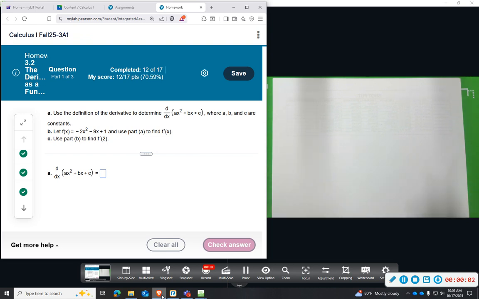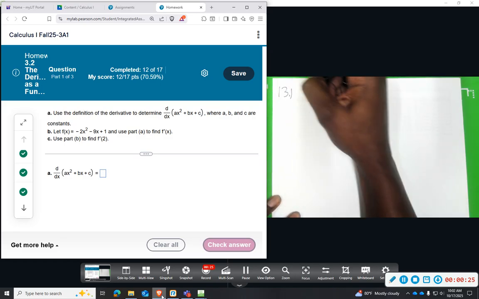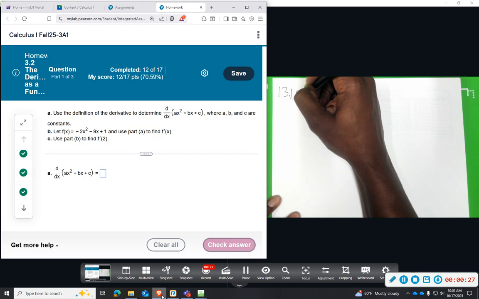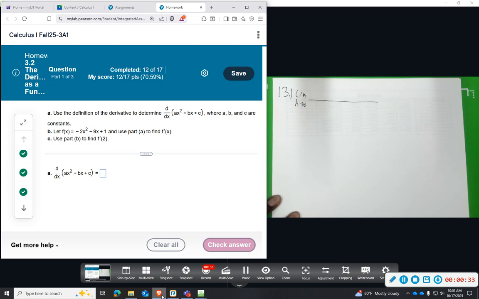Number 13, we're going to use the definition of the derivative to find the derivative of ax squared plus bx plus c. And then once we find the derivative, we're going to use that to find the derivative of the given function in b. And then we're going to evaluate the slope of that function at 2. So we're going to be looking at the limit as h goes to 0. And it tells us a, b, and c are constants.